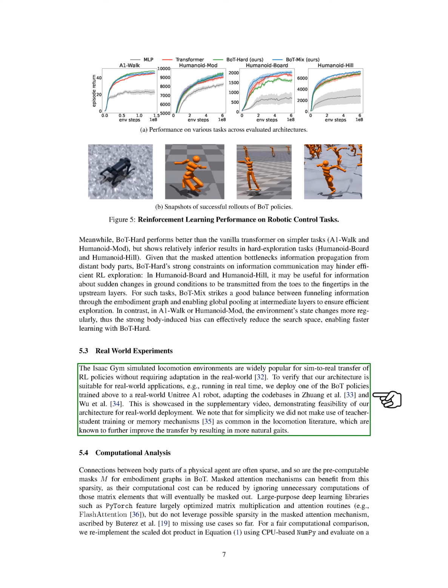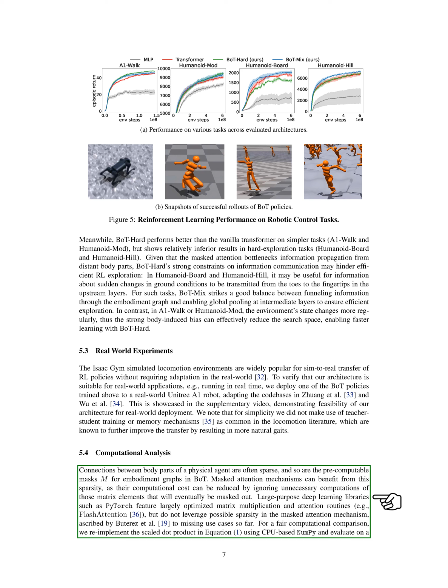The connections between a physical agent's body parts are often sparse, and so are the pre-computable masks for embodiment graphs in BOT. This sparsity allows masked attention mechanisms to reduce computational costs by ignoring unnecessary calculations for masked matrix elements. While popular deep learning libraries like PyTorch have optimized routines for matrix multiplication and attention, they do not take advantage of the sparsity in masked attention due to a lack of relevant use cases.